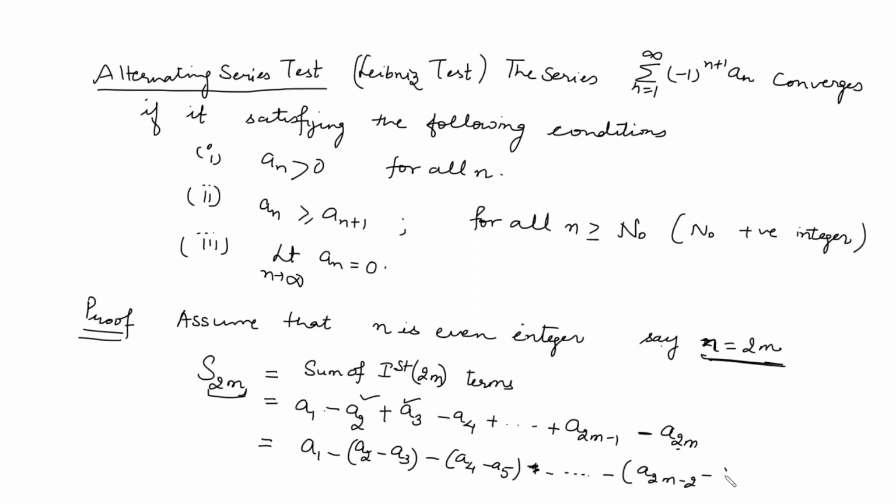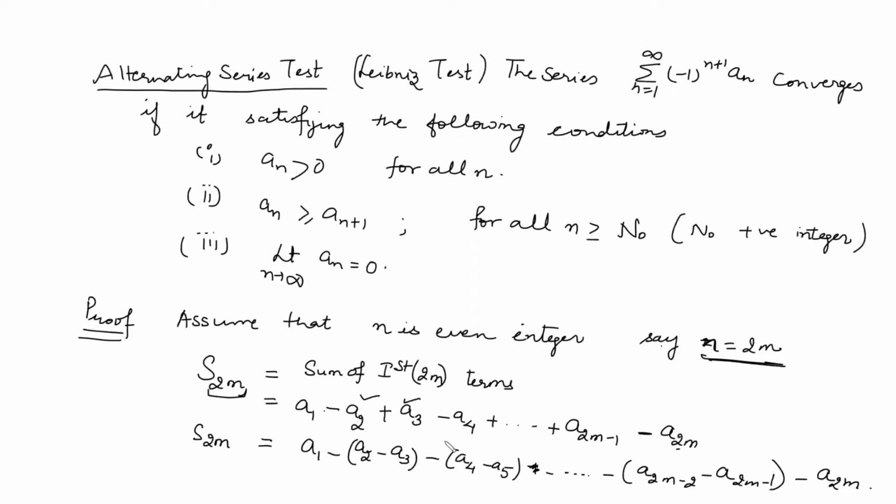You will have a2m-2, a2m-1 minus a2m. So we can write the sum of first 2m terms as this. Now just see, since each term is positive and decreasing, the value of each term in the bracket is always positive. Since a2 is greater than or equal to a3, a2 minus a3 will clearly be positive. Similarly, a4 minus a5 will be positive, and so on.